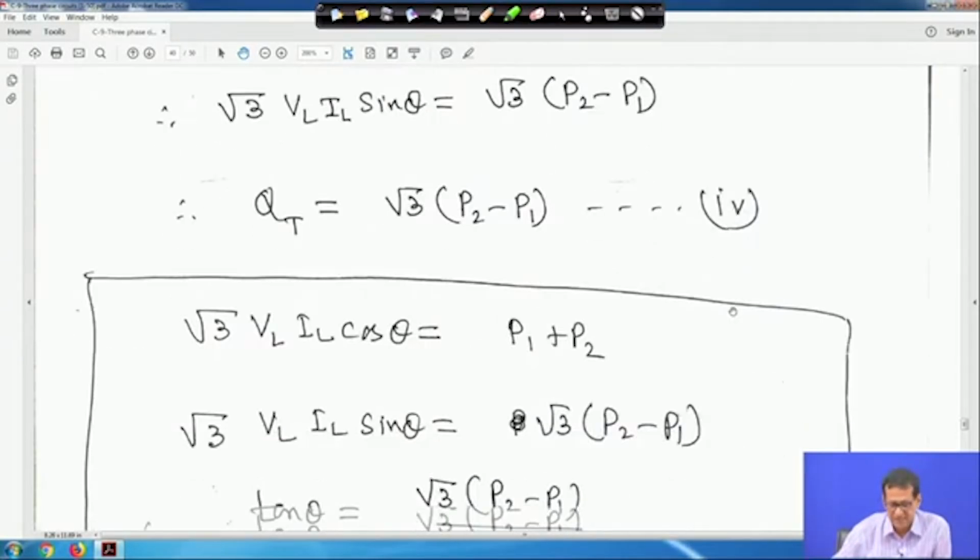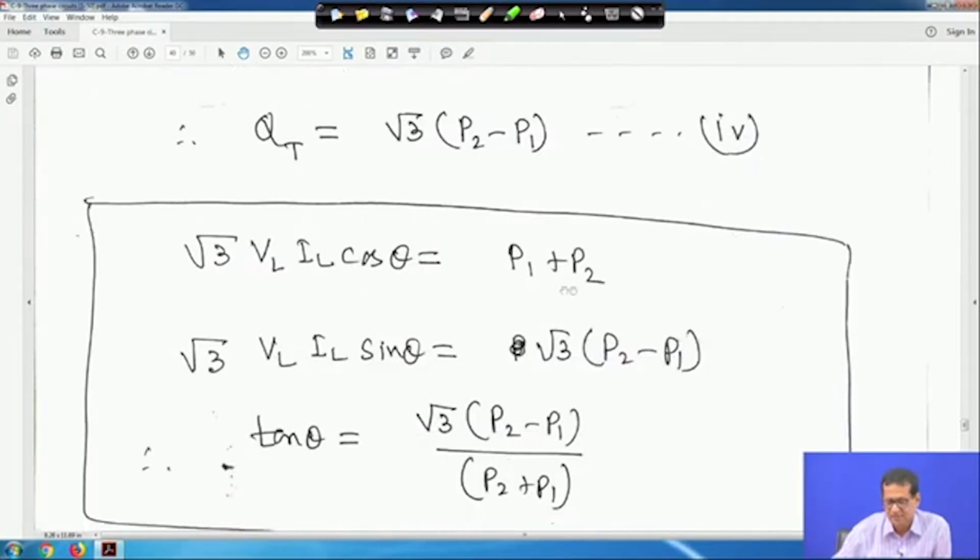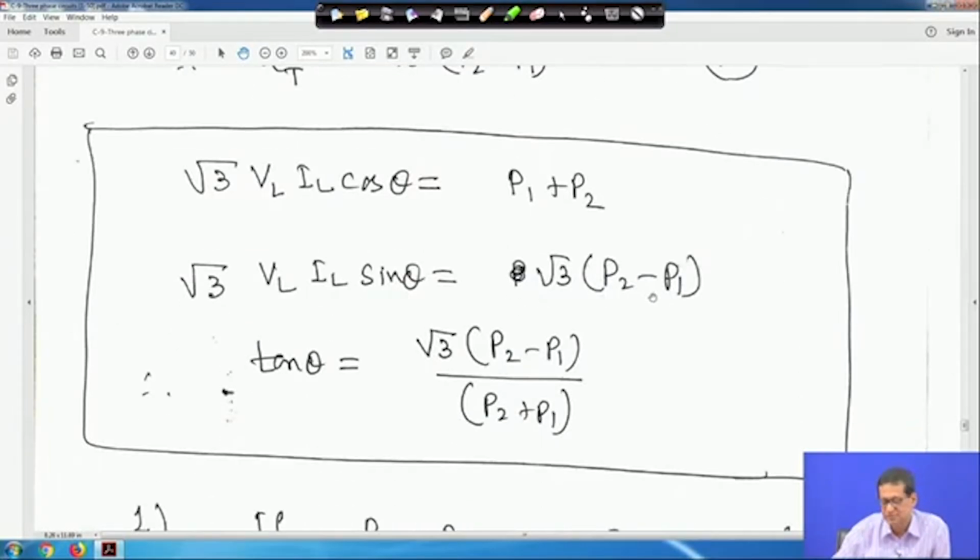So, that is my QT is equal to root 3 (P2 minus P1), this is equation 4, right. Therefore, root 3 VL IL cos theta is equal to root 3 (P1 plus P2) and root 3 VL IL sin theta is equal to root 3 (P2 minus P1). So, divide this one by this one, and then it will be tan theta is equal to root 3 (P2 minus P1) upon (P2 plus P1).